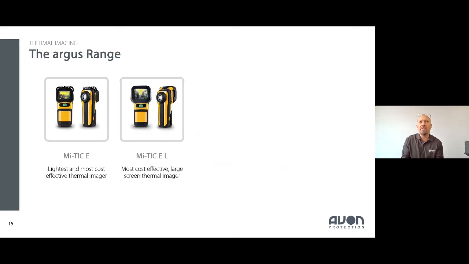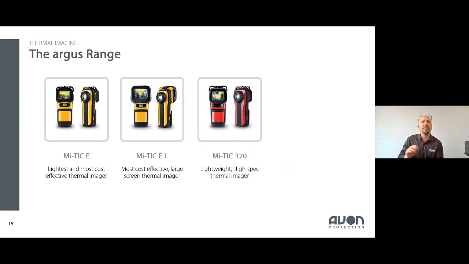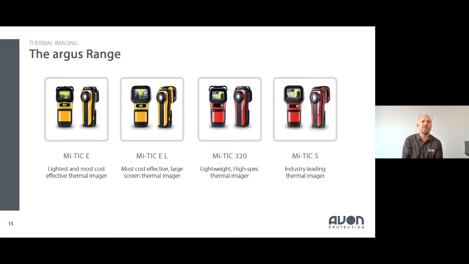MyTIC EL, similar to the MyTIC E in that it has the same functionality, but it's a bigger screen. So if you've got a BA team, 2 users, and you've got 1 camera between you and you both need to look at the camera, you've got that larger screen to look at. And we have the MyTIC 320, which is again a 2.7-inch screen with lots of bells and whistles on this camera, so slightly different dynamic range, and I'll go through those shortly. And then we have the MyTIC S, which is the top of the range.